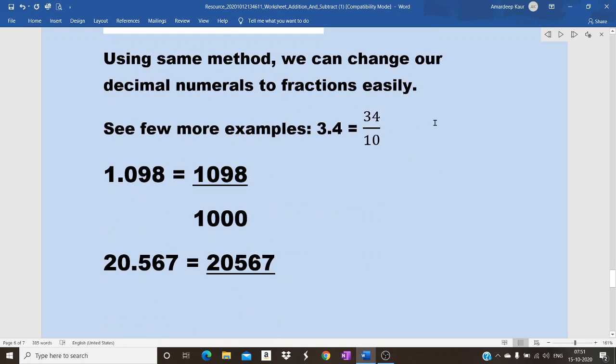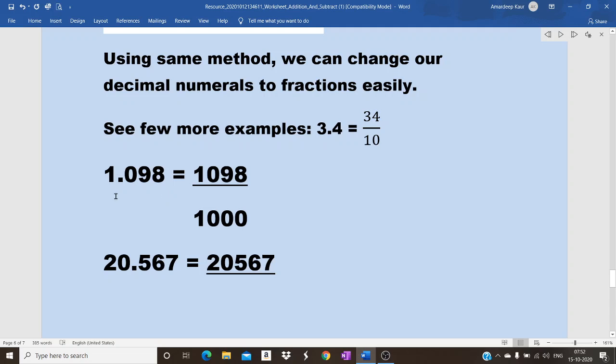Now see again an example. We have 3.4. So remove the decimal from between and write the digits together. 34 as numerator, 1 digit in the decimal part, so we will add one 0 in the denominator along with 1. So how much will that be? 10.